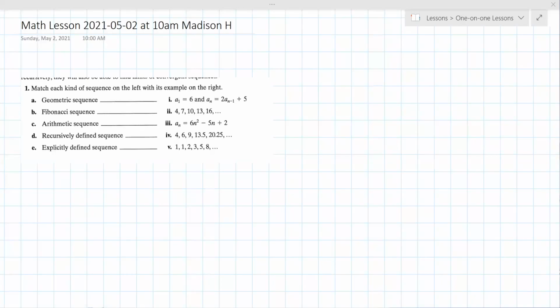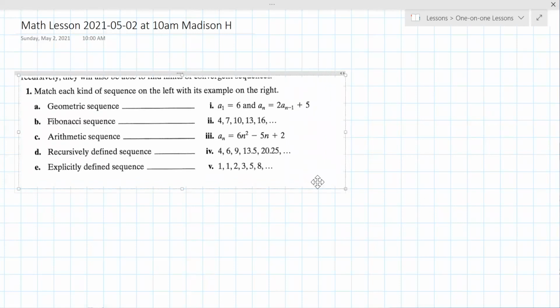Pulled up. It says match each kind of sequence on the left with an example on the right. This gives us an opportunity to discuss what each of these are, kind of in order as a review. So let's just start with arithmetic sequences. Arithmetic sequences have a common difference, so let me write that down here, and they're generally taught in that order.